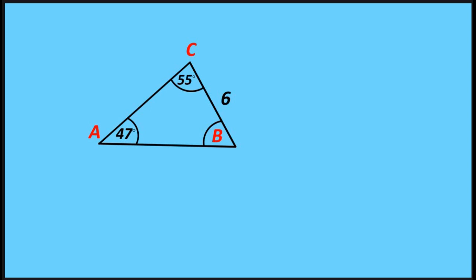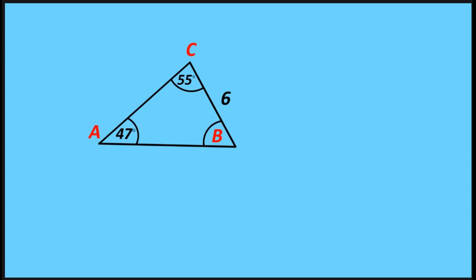So given this triangle where we know two of the angles, 47 degrees for angle A, 55 degrees for angle C, and the length of the side opposite angle A equal to 6, we can apply the law of sines to find the length of the side opposite angle C.